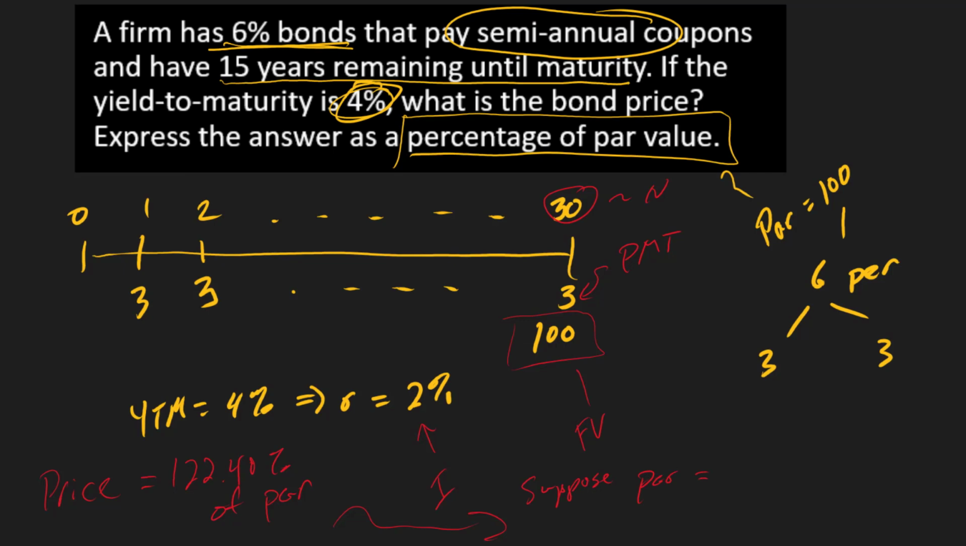par is equal to 1,000, then price is 122.40% of that, so price would be 1224.00. And there's the answer.